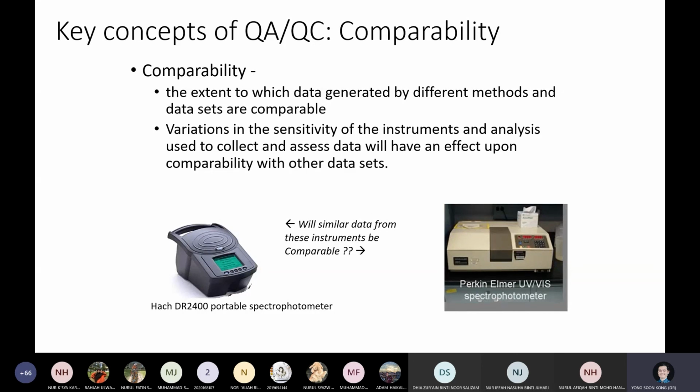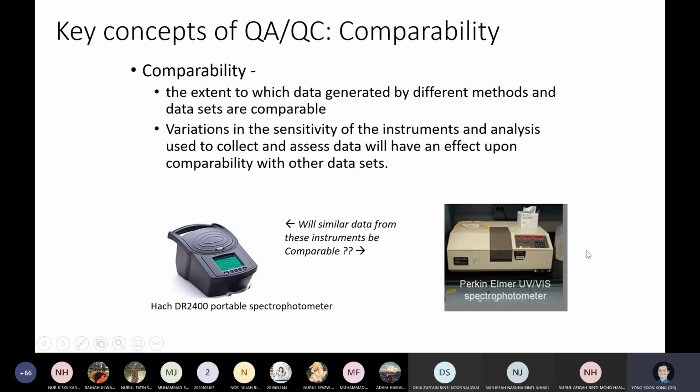Okay, comparability. Now, why do we need to know that? That is because when you have equipment to measure things, there might be one or more pieces of equipment that you can use. So for example here, you have a UV-Vis, you can also have a portable spectrophotometer. Now the question is, which one is better? Now I cannot say.